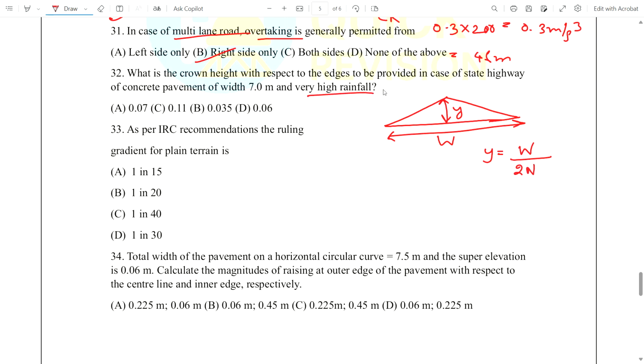For heavy rainfall, what do you get? We discussed earlier, for heavy rainfall the cross slope is 1 by 50 to 1 by 60, 1 by 50 for heavy rainfall. So we get the value N is 50. So width is given 7 by 2 into N. So we get the value as 0.07 meter. Okay, 0.07 meter, we got it by using this formula.